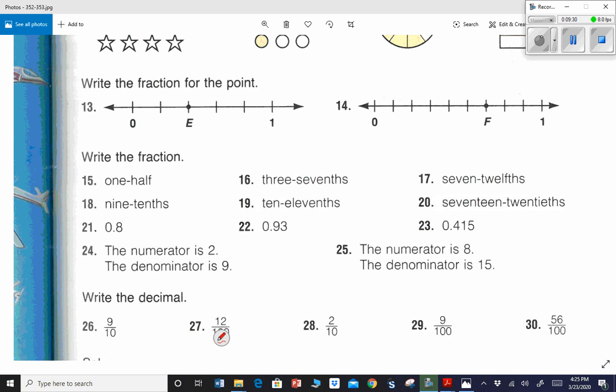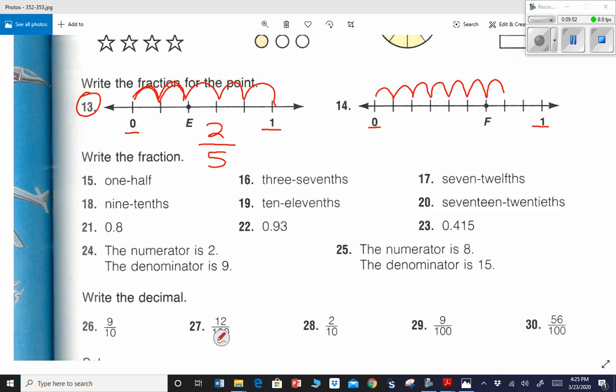Okay, for number 13, we've got another number line question. How many jumps from 0 to 1? 1, 2, 3, 4, 5. Denominator's 5. And E is 2 jumps, so 2/5. How many jumps from 0 to 1? 1, 2, 3, 4, 5, 6, 7, 8, 9. So we've got ninths, and F is starting at 0, 1, 2, 3, 4, 5, 6 of them. So 6/9. Then we're asked to write the fraction.